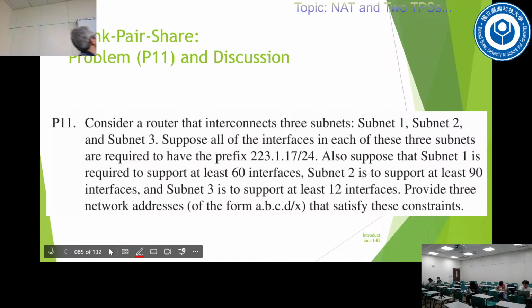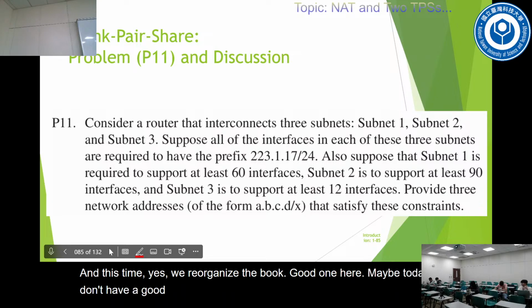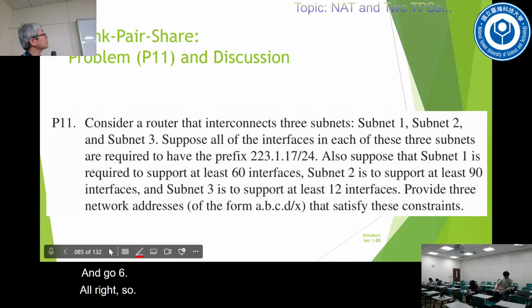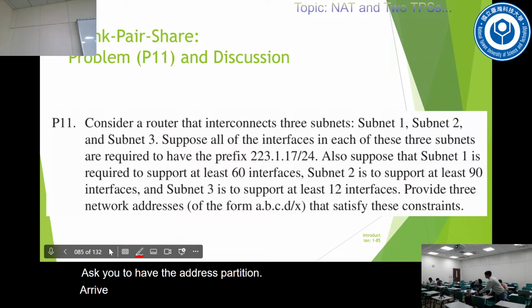So this is a problem for us. And this time, yes, we reorganize group 1 here. Maybe today we don't have a group 2 in the classroom, and perhaps group 4 together. And group 6. All right, so this is the first problem, asking you to have the address partition. And join group 1. For you, join group 1.